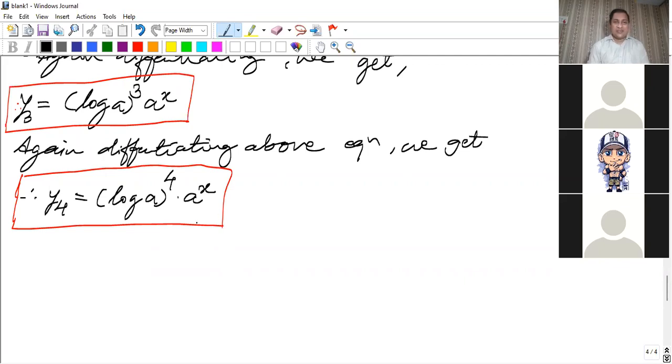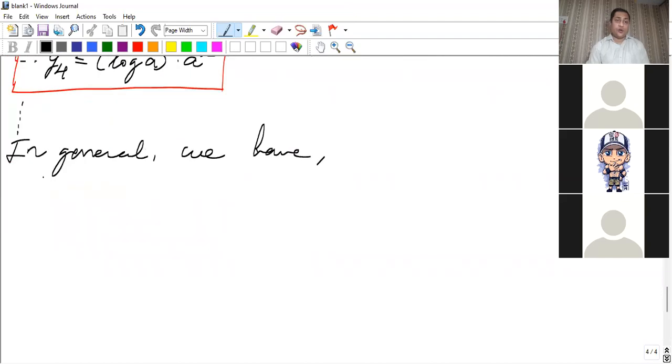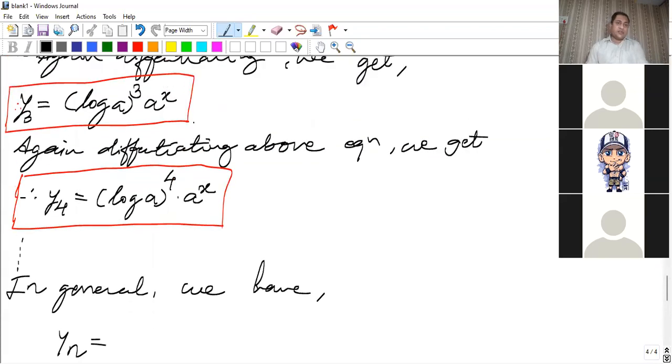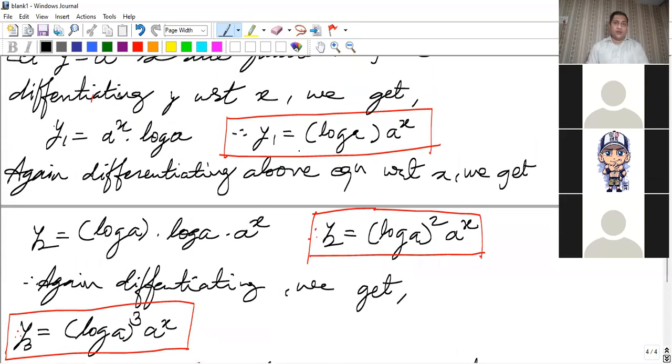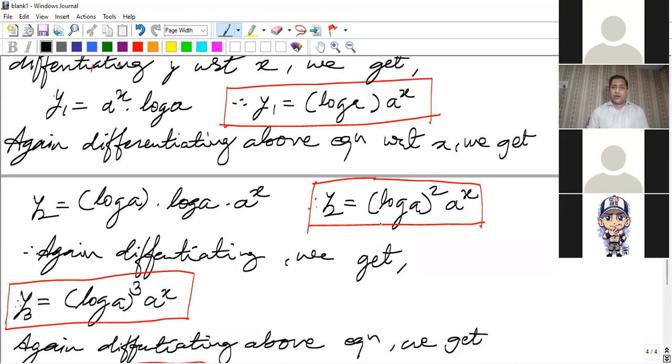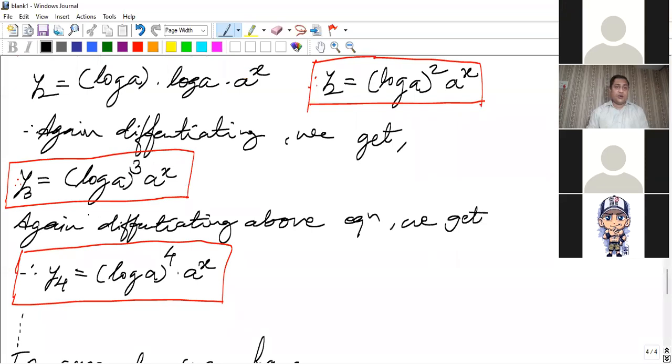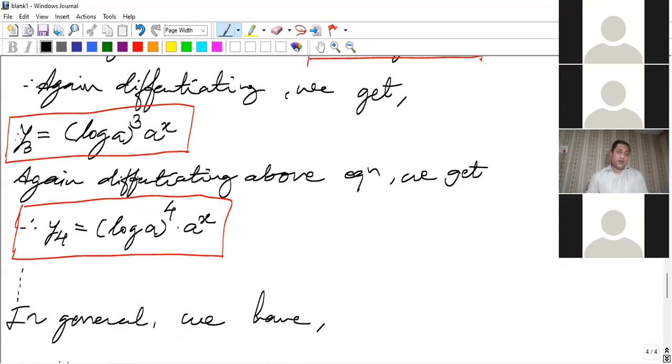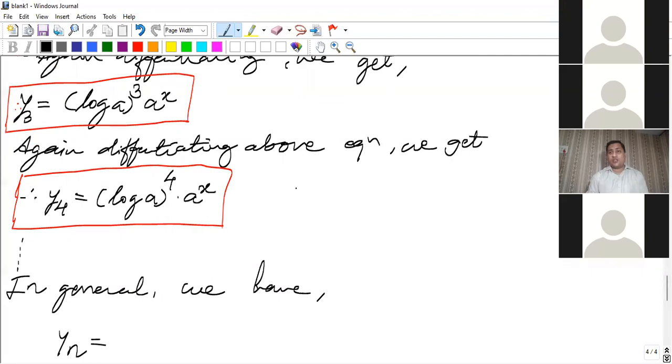Okay, and then you should generalize. So now if we continue in this way, in general we want to find the nth derivative. Now, you can see what is happening. For the first derivative, we got log a. For the second derivative, we got log a bracket square. For the third derivative, we got log a bracket cube. And for the fourth derivative, we got log a bracket raised to 4.